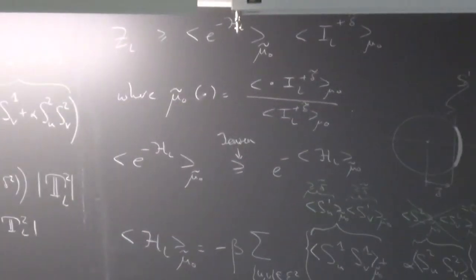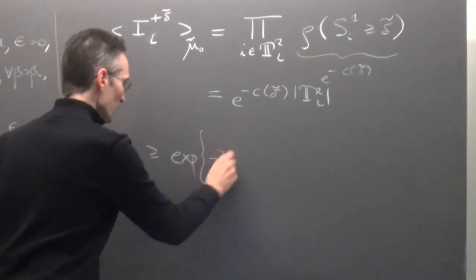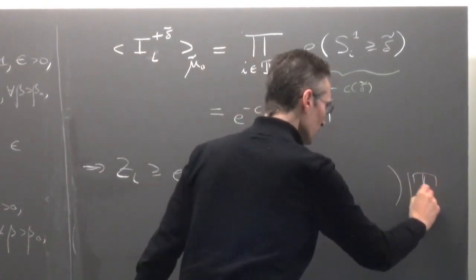So now I get a lower bound on Z_L, which is E, say, exponential minus 2 beta, something, and then the size of the torus.